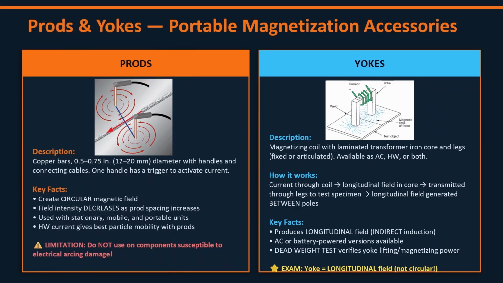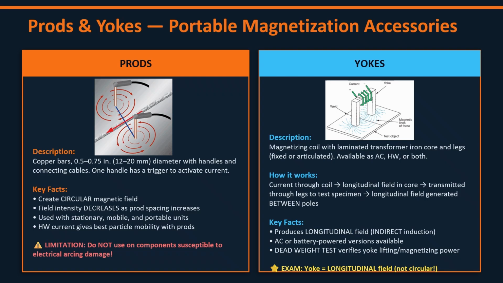Prods and yokes are among the most familiar field MT accessories, but they create very different magnetic conditions. Prods are copper contact devices. Current passes directly into the component at one prod and leaves through the other, creating a circular magnetic field around the current path. As prod spacing increases, the useful field between the contacts decreases. That means spacing, current, contact quality, and coverage all have to be controlled.